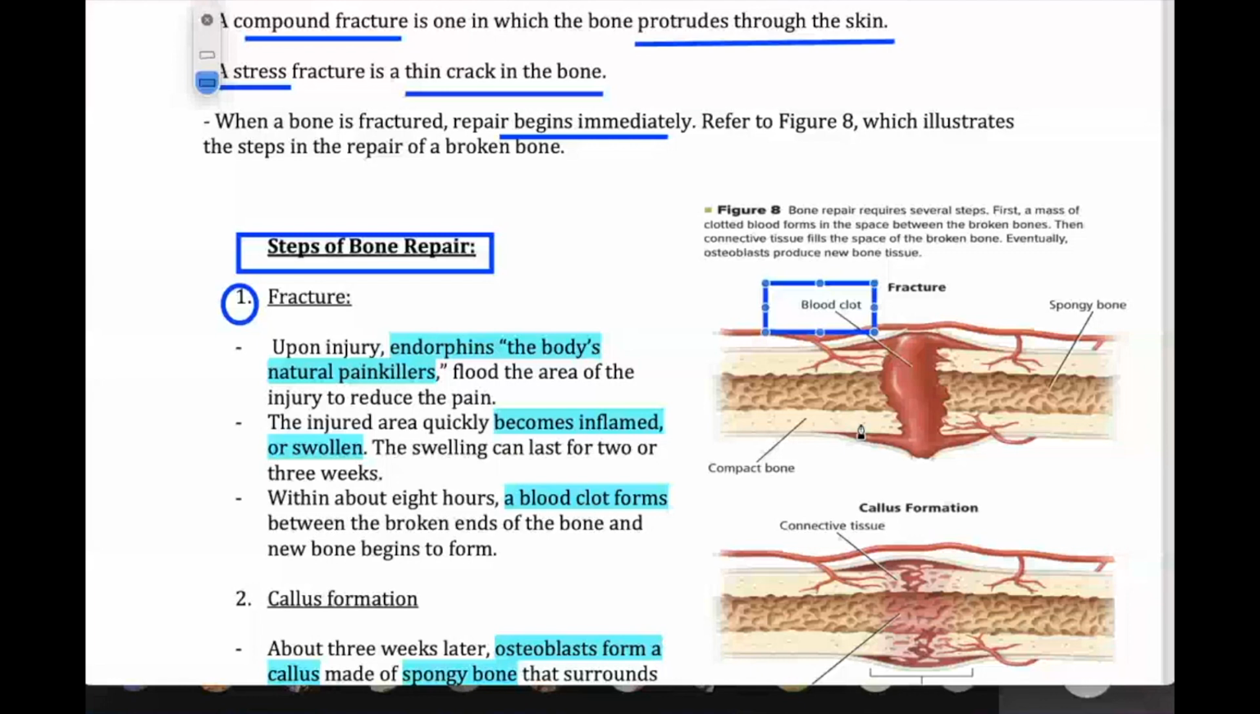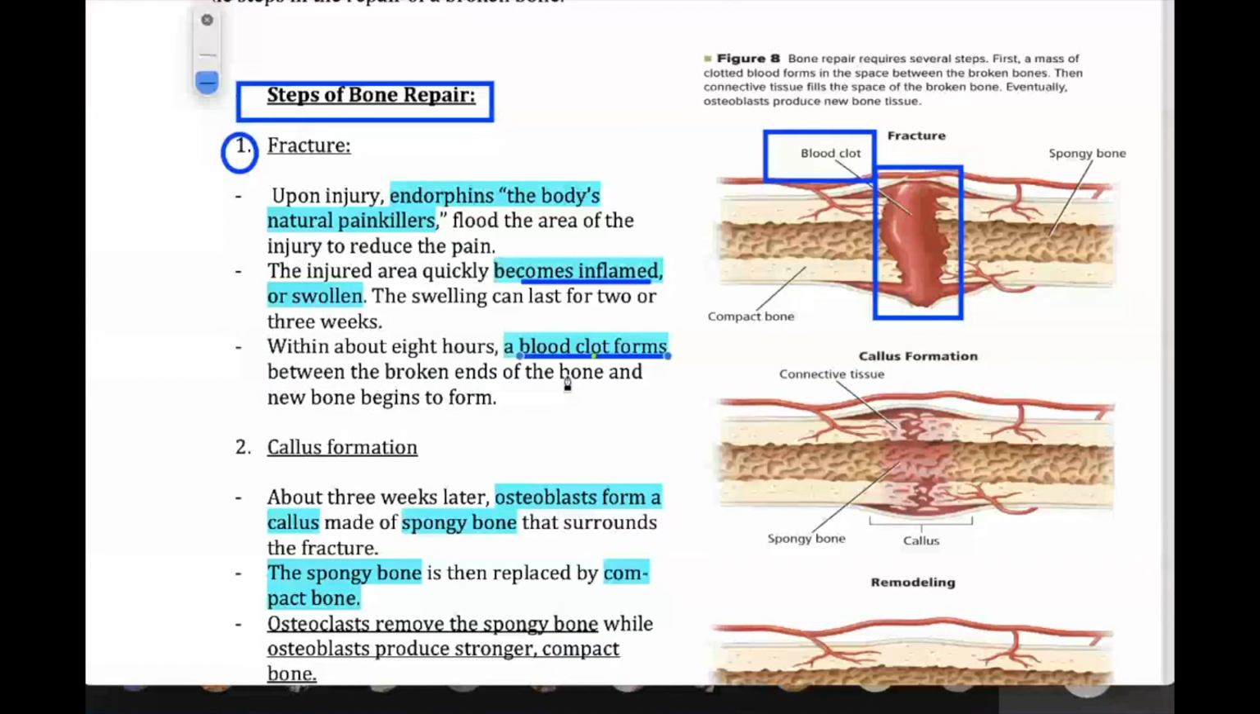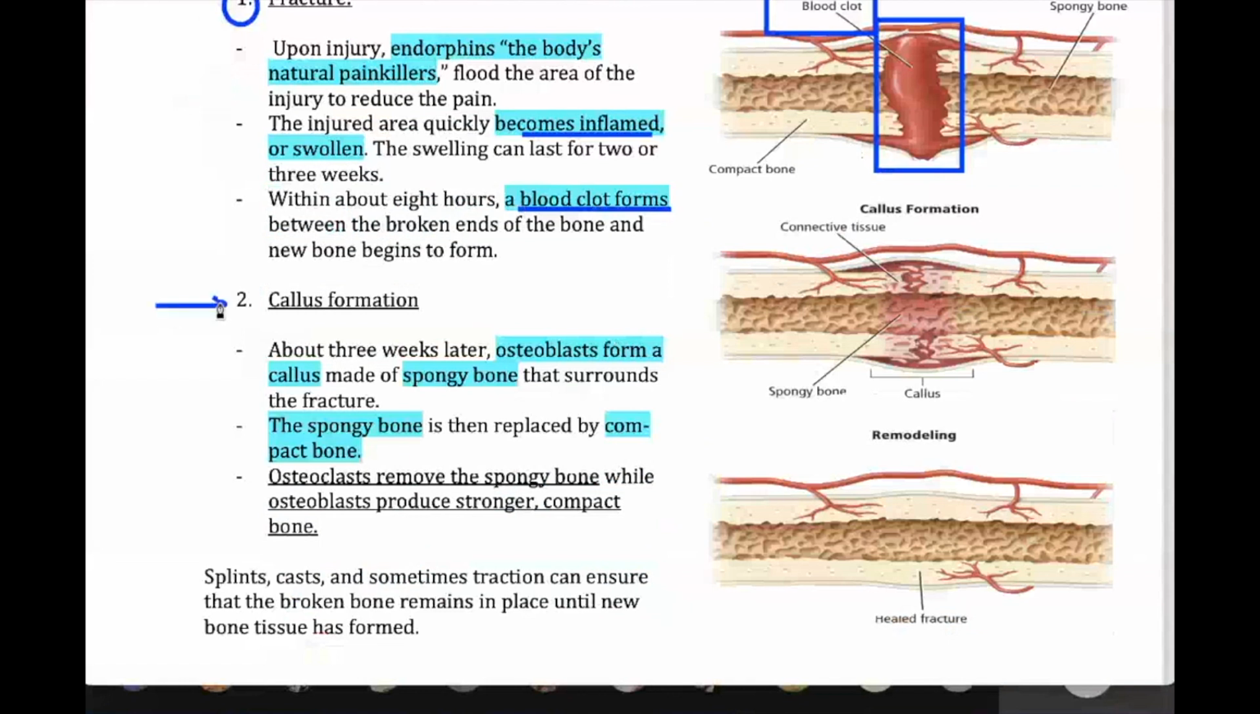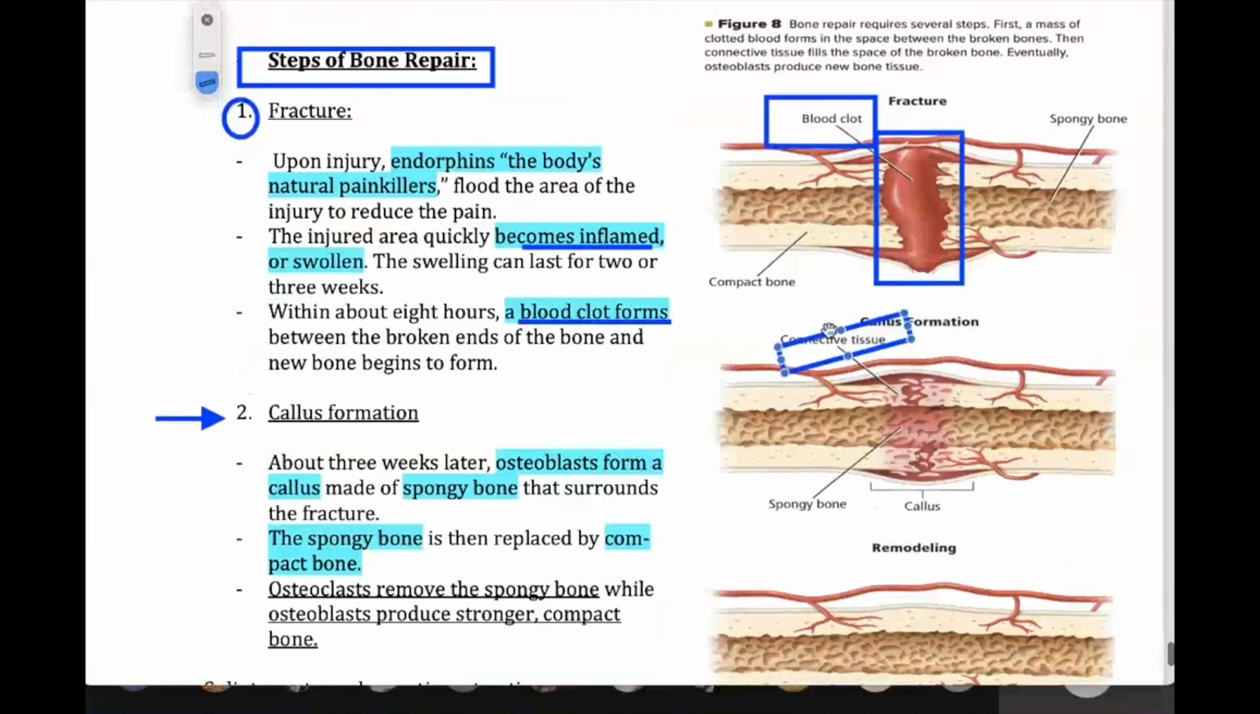A blood clot is formed in the place of the fracture. So if this is the fracture area, what will happen in the first step? The blood clot will be formed, the injured area will be swollen and inflamed. So this is how the first step happens. The second step is called connective tissue deposition, or callus formation.